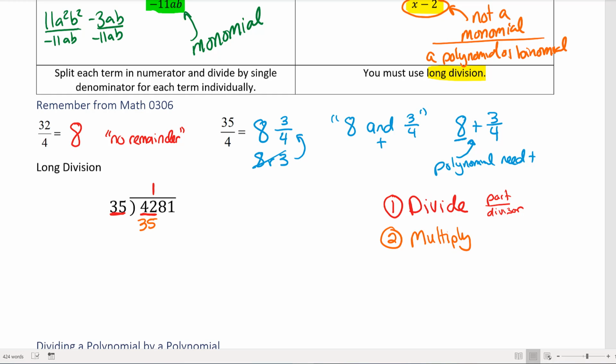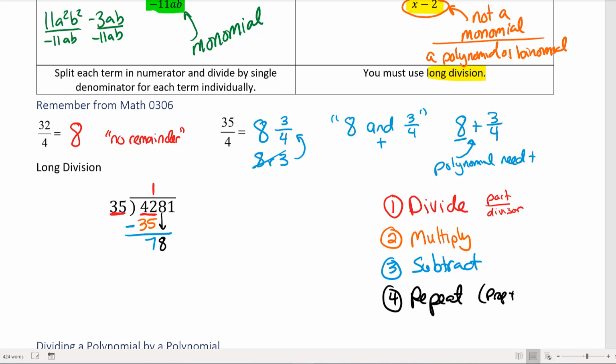Okay, then after that, the step is subtract. So I'm going to write subtract on our next step. So 42 minus 35 gets you 7. All right, now I'm going to take that 8 and drop it and repeat the process. So step 4, I'm just going to say repeat or drop and repeat.